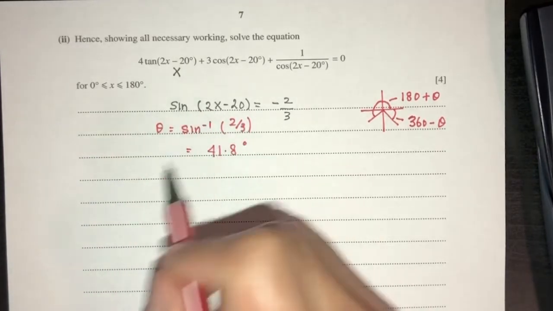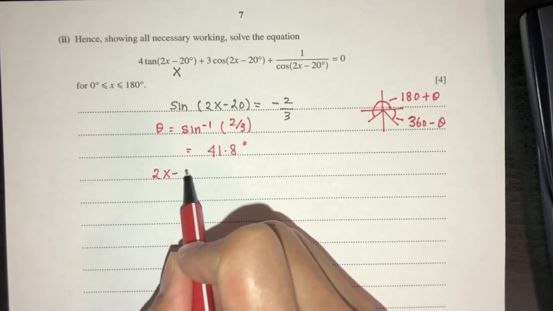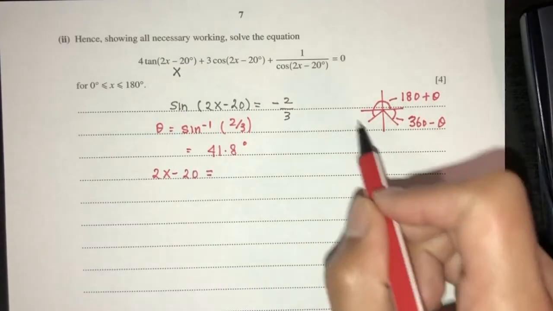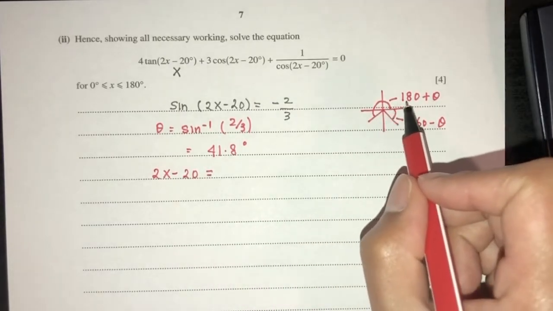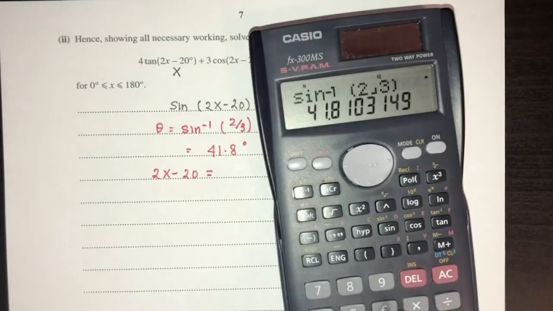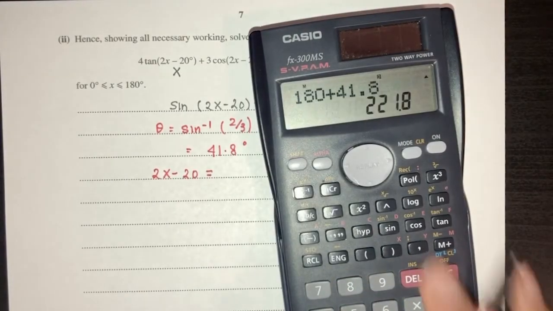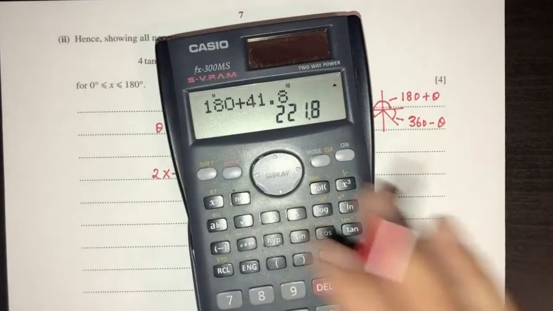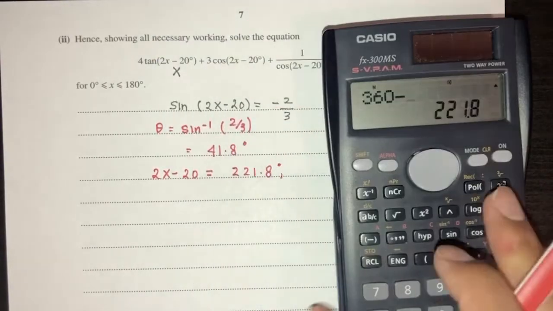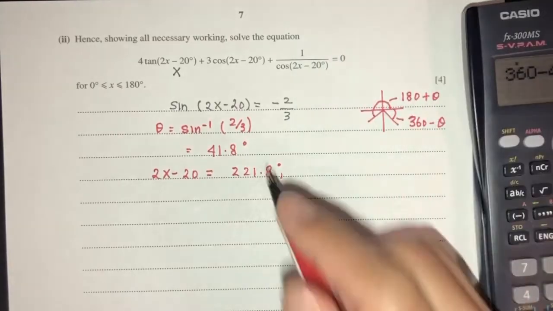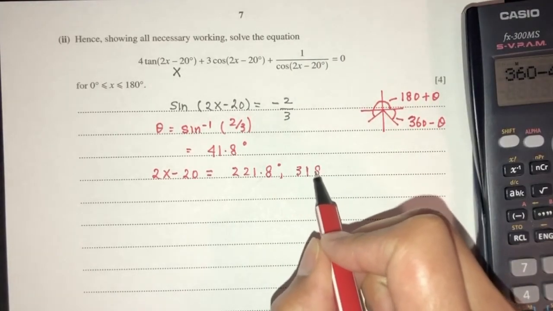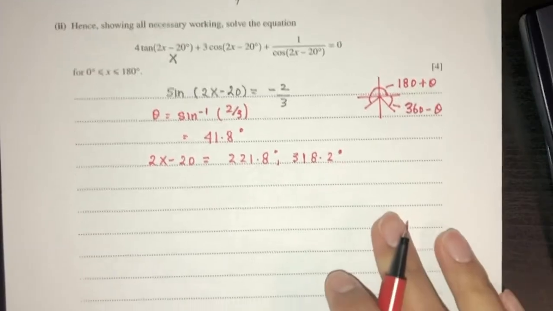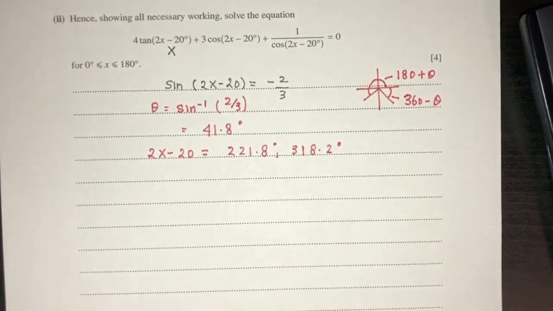So to find this angle now, 2x minus 20, we have to look at our quadrants. The first angle is 180 plus theta. So 180 plus 41.8 that will be 221.8. And then 360 minus theta, 41.8. That will be 318.2. Now moving forward, we have to find the value of x.